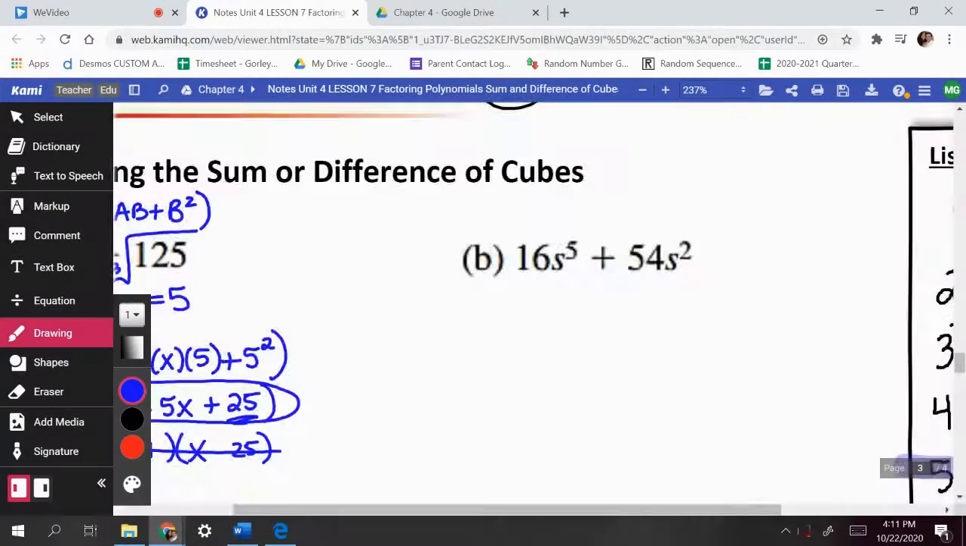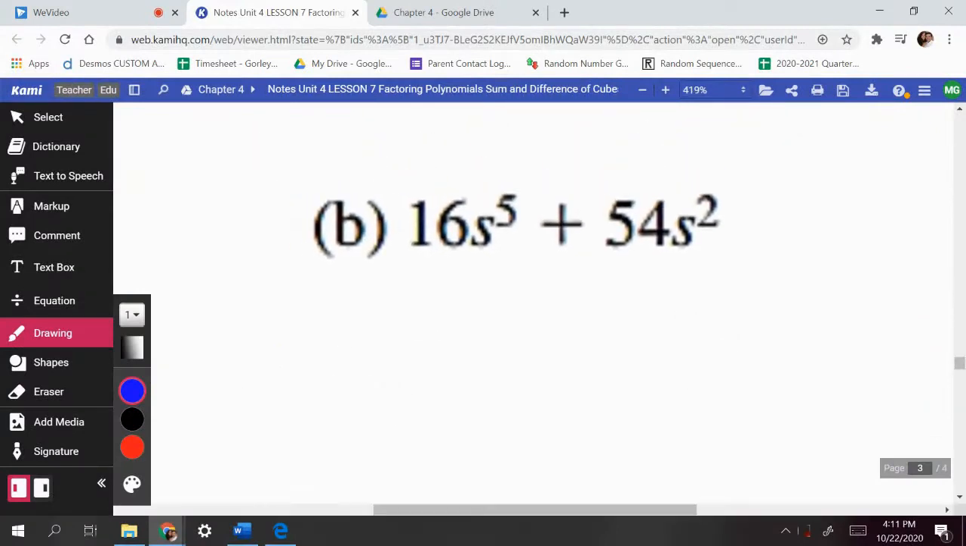Let's head over here to part B. What's the first thing we always look for? GCF. Does this have a GCF? Well, what are 16 and 54 both divisible by? I know they're at least both divisible by 2, right? Because they're even. See how this is an even number and this is an even number? I wonder if they're both divisible by 4. Like I know 16 is divisible by 4. Is 54 divisible by 4? No, we get 13.5, that's a decimal. So 54 is not going to be divisible by 16 either. So I think the biggest number they're both divisible by is 2.